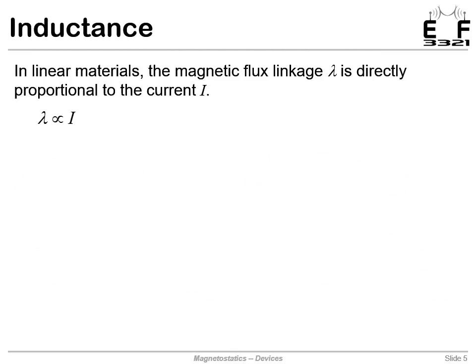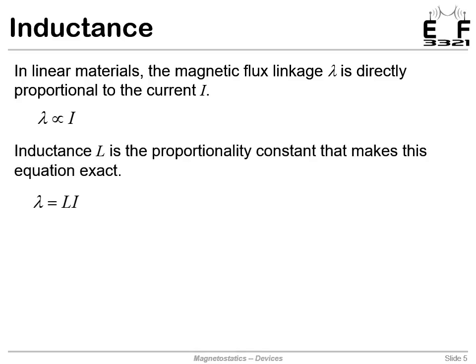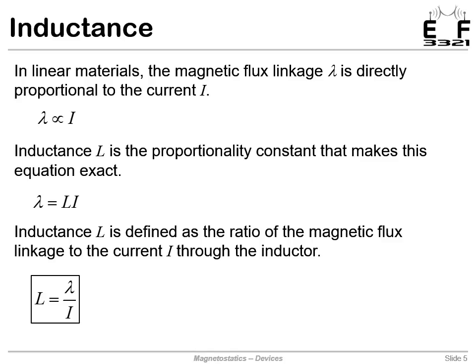Now we talk about inductance. So it turns out the magnetic flux linkage is proportional to current, and that makes sense. We put a current into the wire, it creates a magnetic flux. We account for the number of turns, and magnetic flux is proportional to current. Well, it turns out inductance is the proportionality constant that makes that equation exact. So our flux linkage is the inductance times the current. So if we solve this for the inductance, that is the flux linkage divided by the current. So we have an equation to figure out what inductance is.